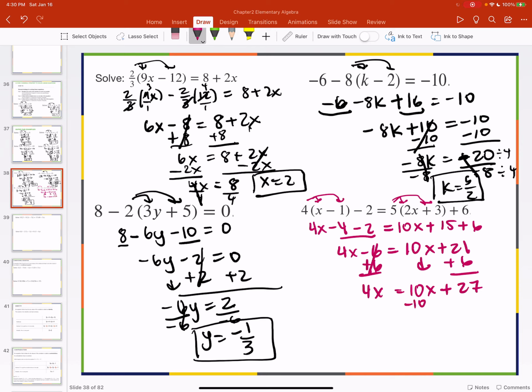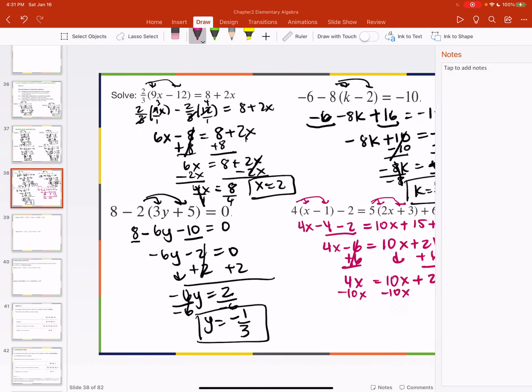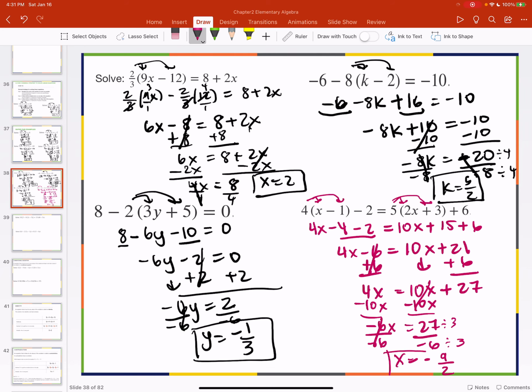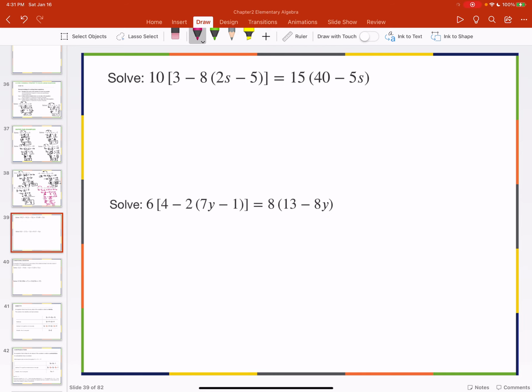So now I'm going to subtract 10x from both sides because it's positive, right? So then I do that, and I get 4x minus 10x is negative 6x is equal to 27. So divide both sides by negative 6, okay? I get x is equal to, now both of these are divisible by 3. So this is going to be a negative 9/2. And that's it.